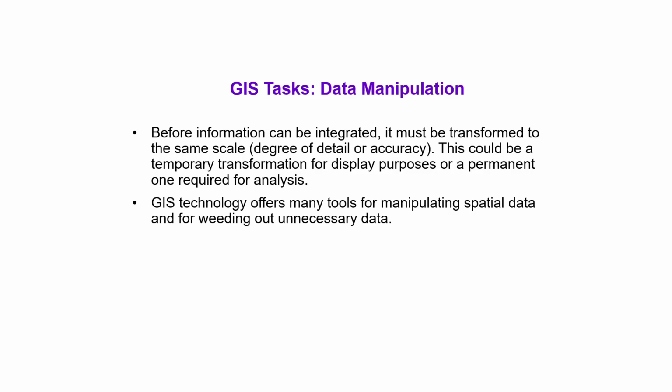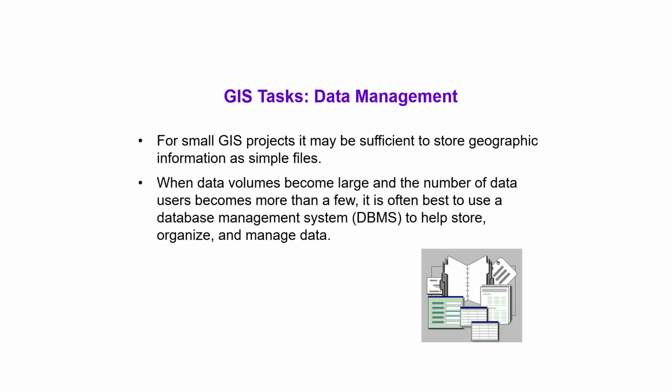Before information can be integrated, it must be transformed to the same scale. The scale means degree of accuracy. This could be a temporary transformation for display purposes or a permanent one required for analysis. GIS technology offers many tools for manipulating spatial data and for weeding out unnecessary data.